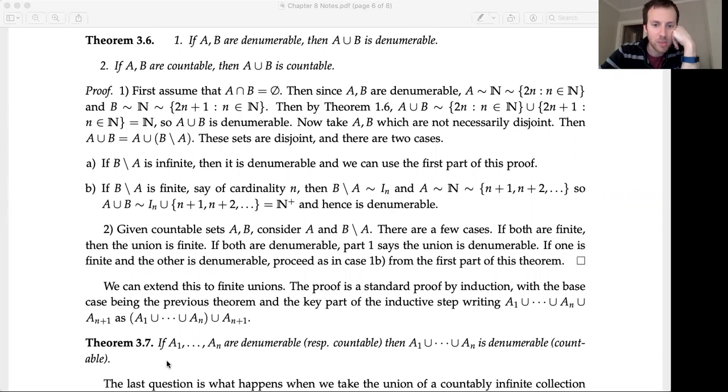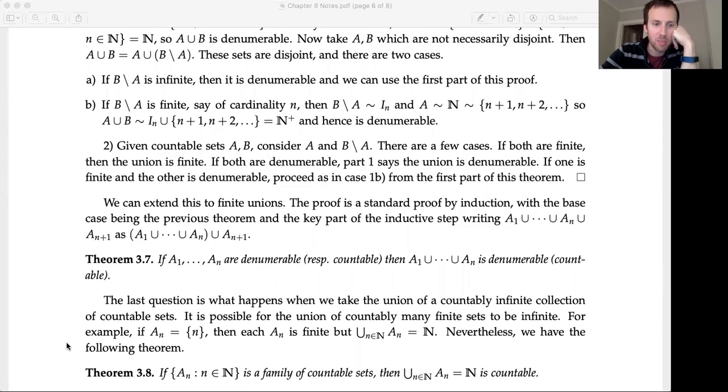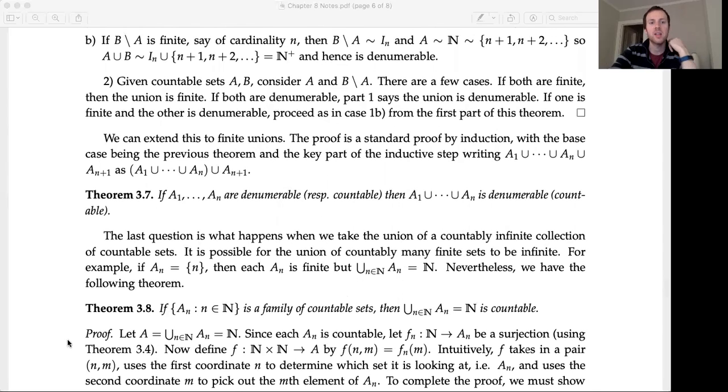What is maybe kind of surprising, but pretty fundamental, is not only if you union finitely many countable sets do you get a countable set, but if you have a countable number of countable sets, the union is again countable.